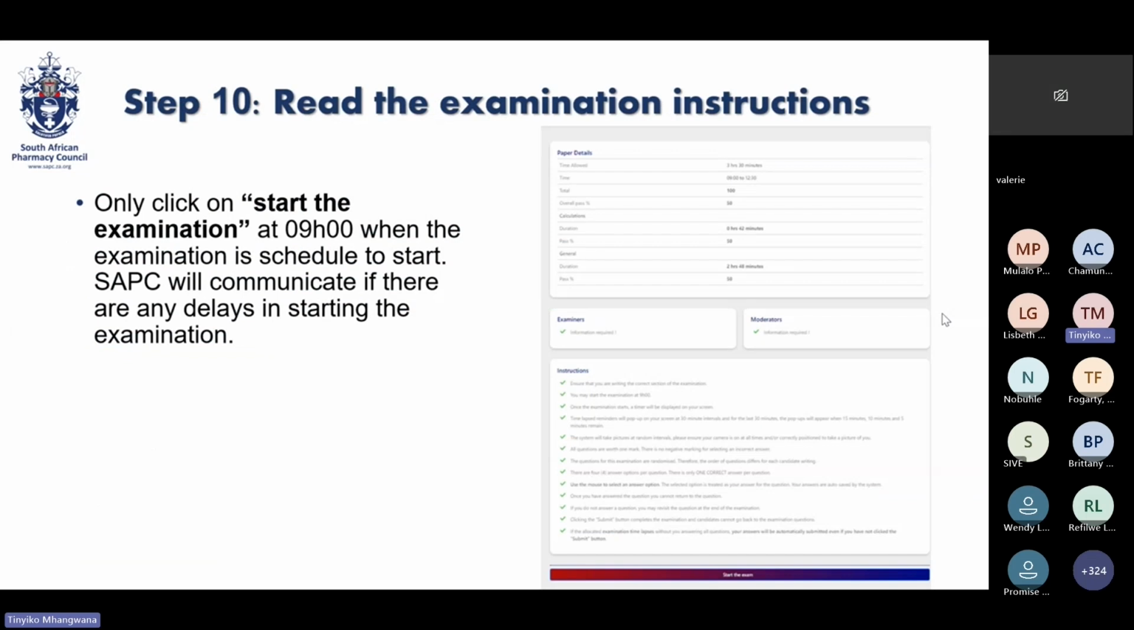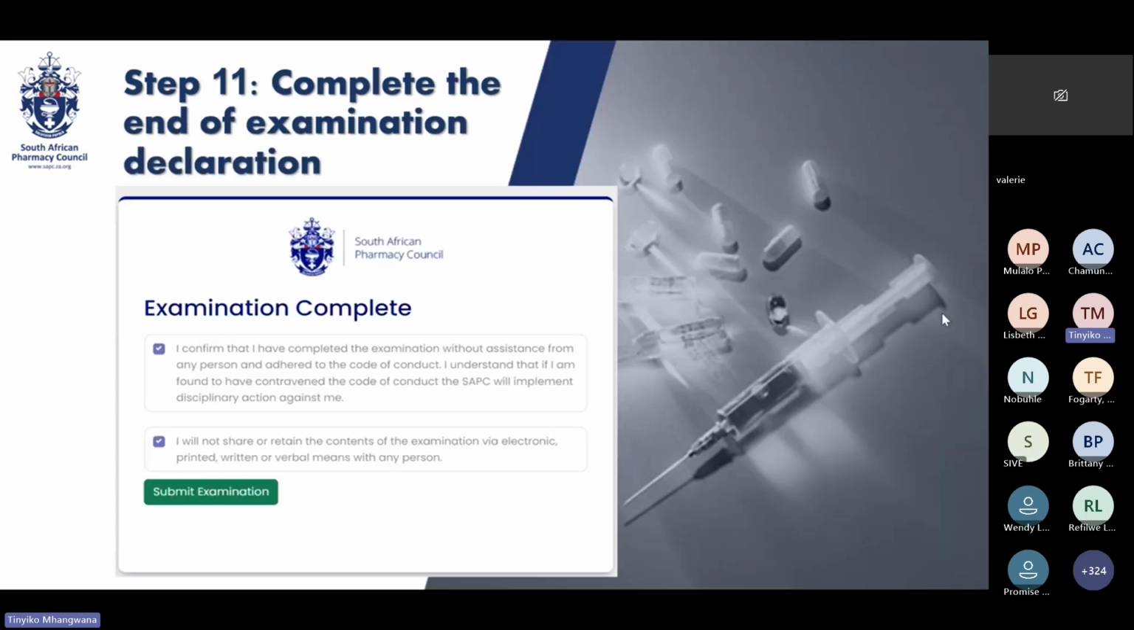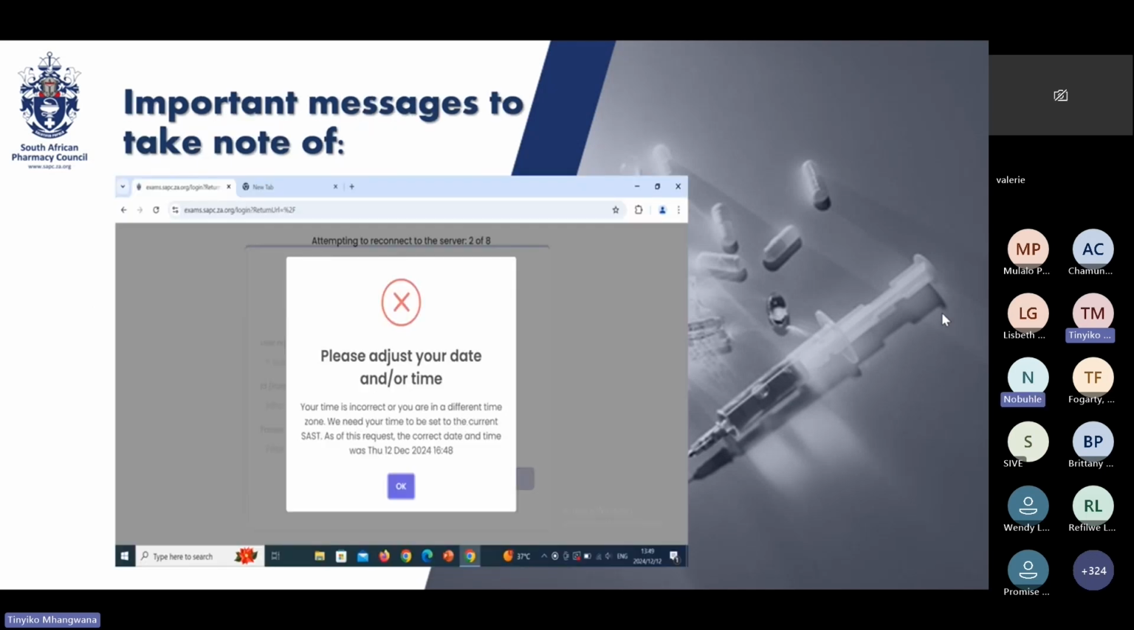You need to read the instructions for the exams. So it will take you to this page at 9 o'clock. Read all the instructions so that you know what you're not allowed to do and what you are allowed to do. As soon as you are done, then that is the exam. So it's basically a repetition of what I've shown you earlier.